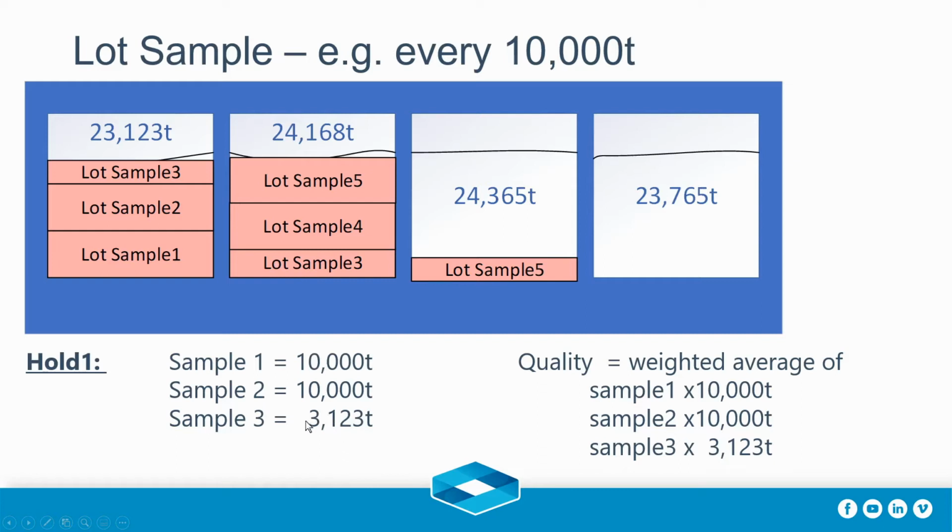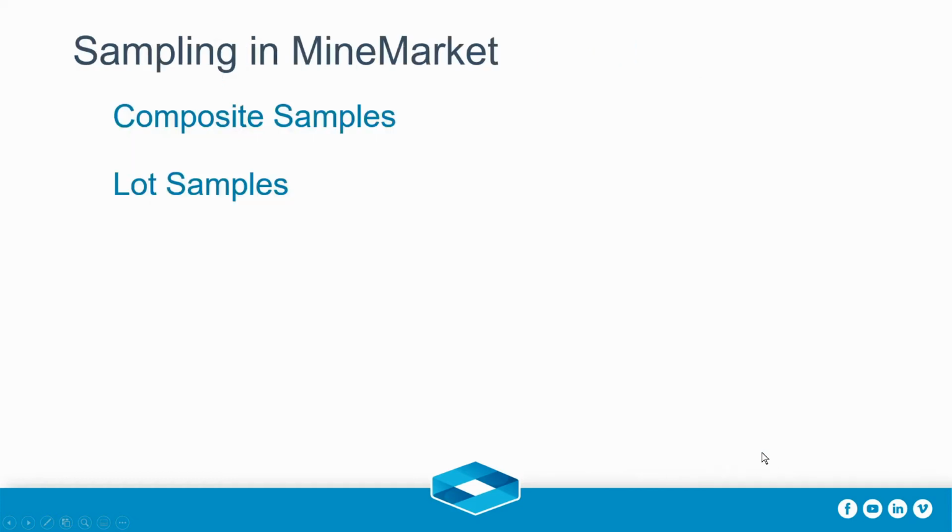The remainder of the sample tonnage for sample number 3 would then be applied to the next, and the next, and the next, etc., till we've finished creating all the lot samples for the vessel. So the quality on hold number 1 would be the sample number 1 quality times the tonnage, sample 2 quality times the tonnage, sample 3 times the tonnage. So let's go into MineMarket and see how we actually do this.